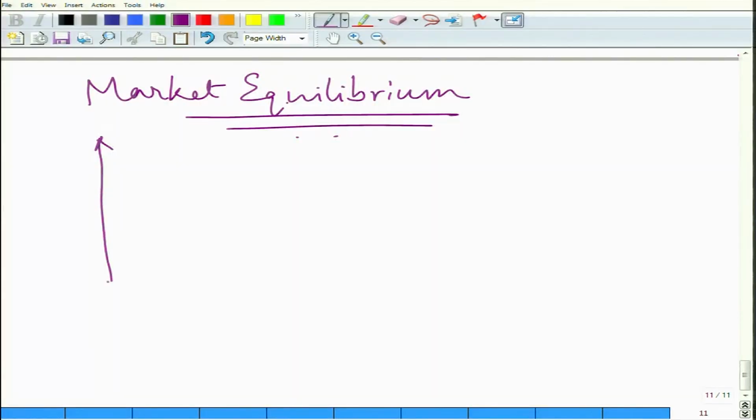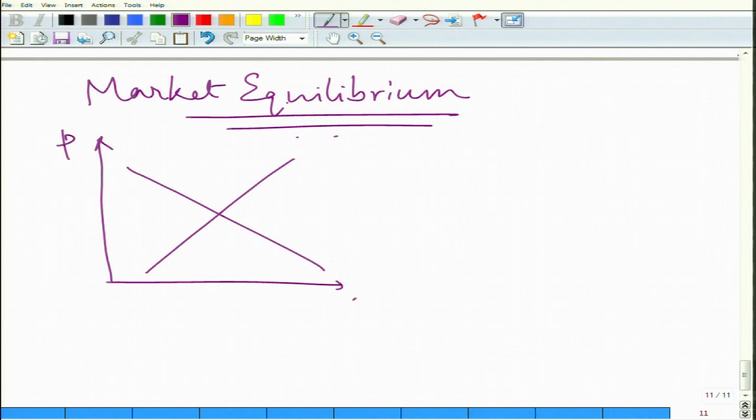Let's take an example. If I plot both the demand and supply curve together, this is my supply curve, this is my demand curve. At this price with this quantity, my demand and supply are equal. Now, how does it work? It is like when I go to a market, we do bargaining, right? We ask how much you will give me.